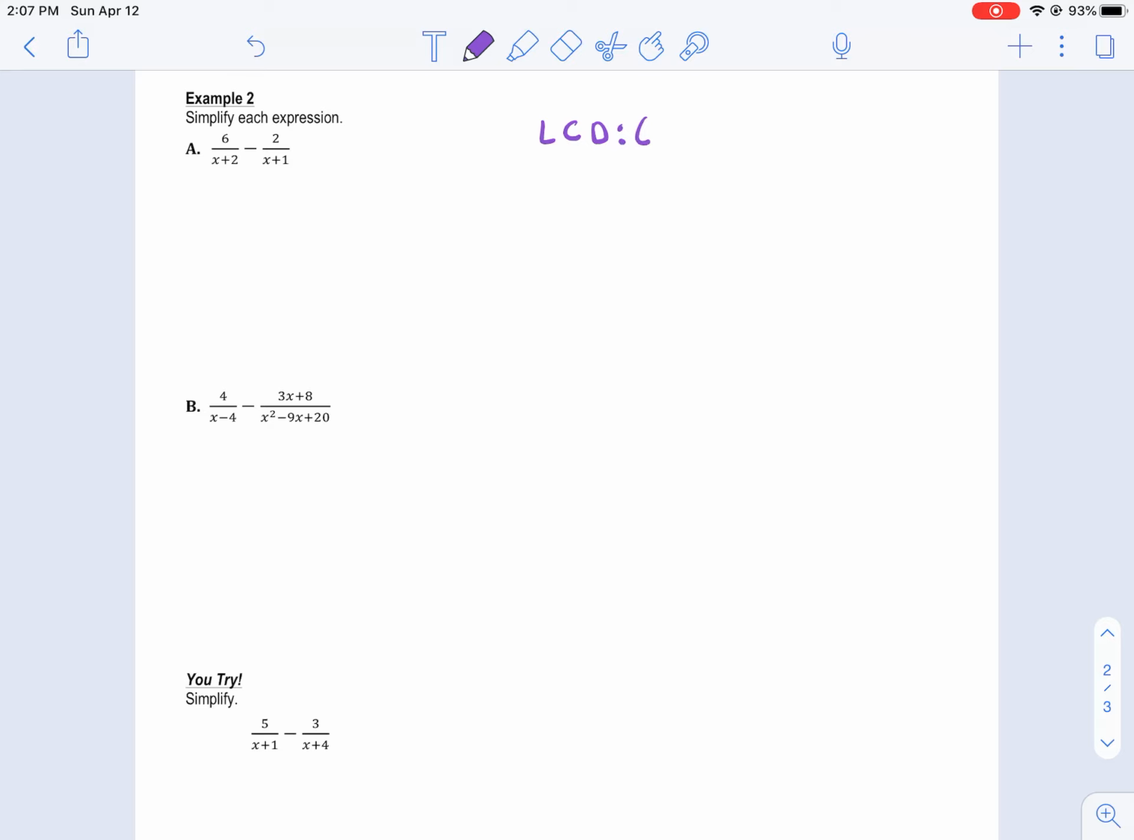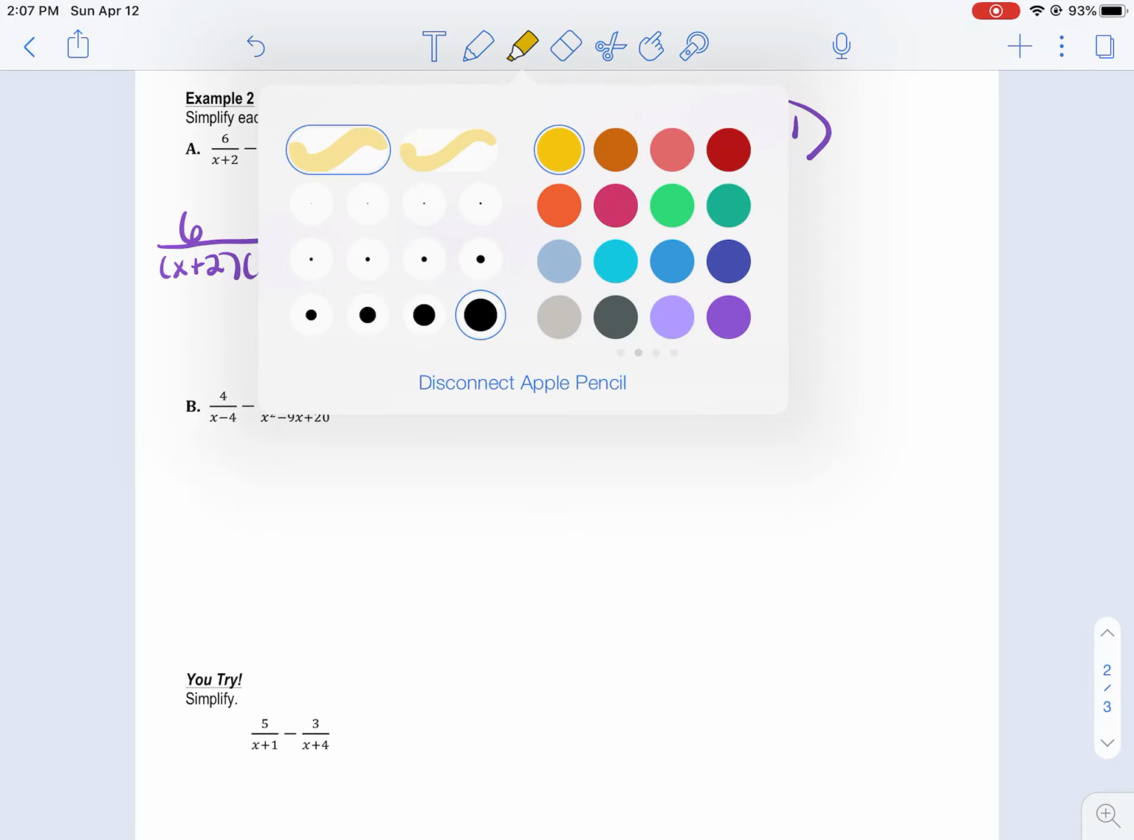We don't have any common factors, so all we do is multiply those. So the least common denominator is x plus 2 times x plus 1, and so we rewrite each fraction with that denominator, and then we're going to have to adjust both of the numerators. So I'm going to put my 6 back here and my 2 back here.